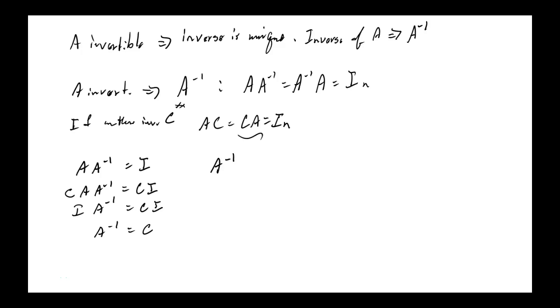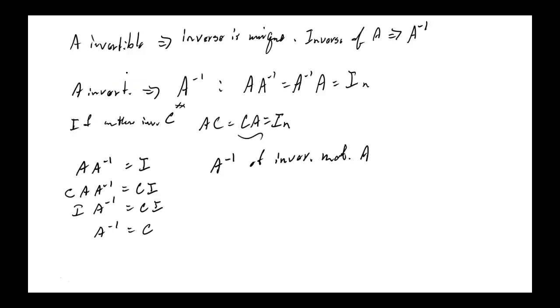So the inverse, A inverse, of an invertible matrix A is unique. That's what we just showed. So you can call it the inverse of A, and then you can just say, as I've been writing right up here, A times A inverse is equal to A inverse times A, and that's equal to the identity matrix of that size.